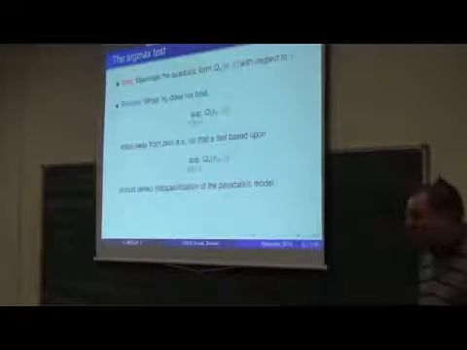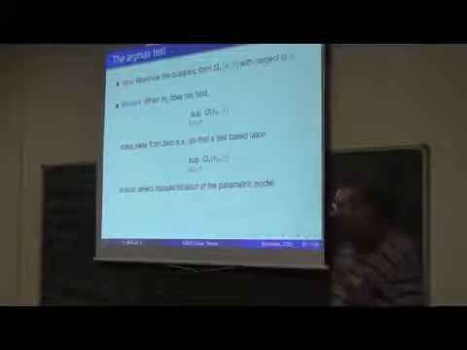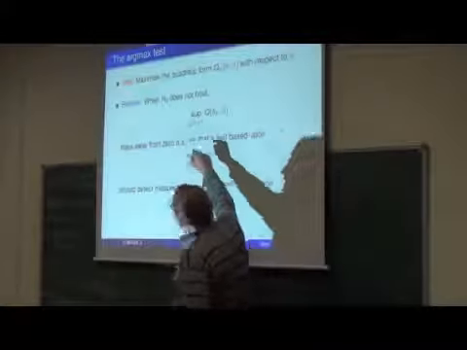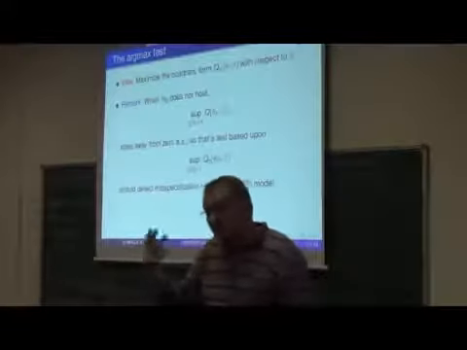So if we maximize the quadratic form with respect to beta, intuitively what will happen? If H naught does not hold, what will happen with this quadratic form?